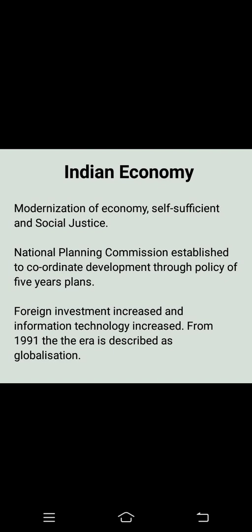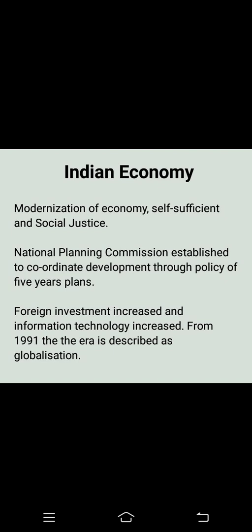Next one is the National Planning Commission, established to coordinate development through policies of 5 year plans. As we know, national elections happen once in 5 years. So it is very important to have planning for all 5 years. The National Planning Commission was established to discuss the problems, plan and find a solution, which can be done in the 5 year plan.